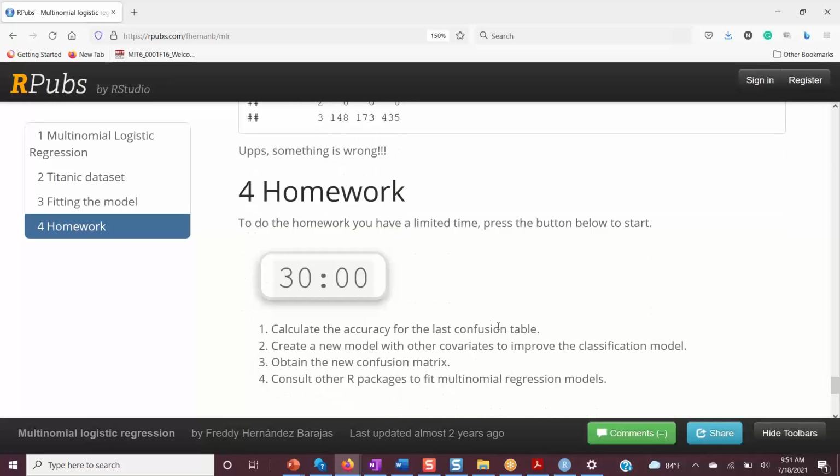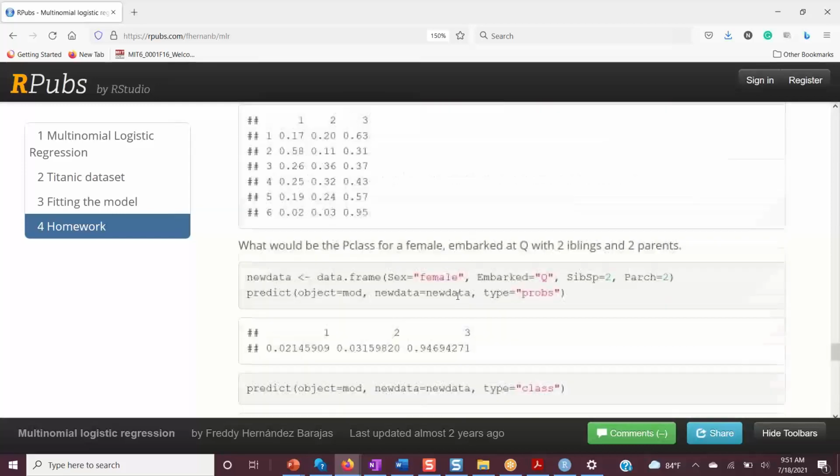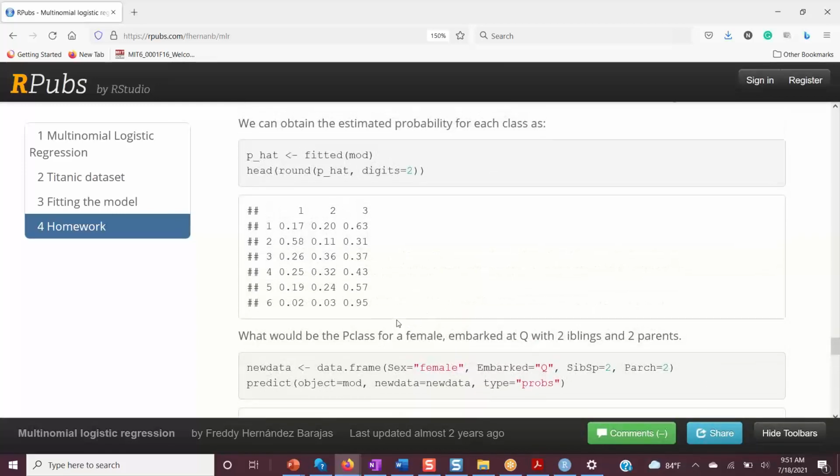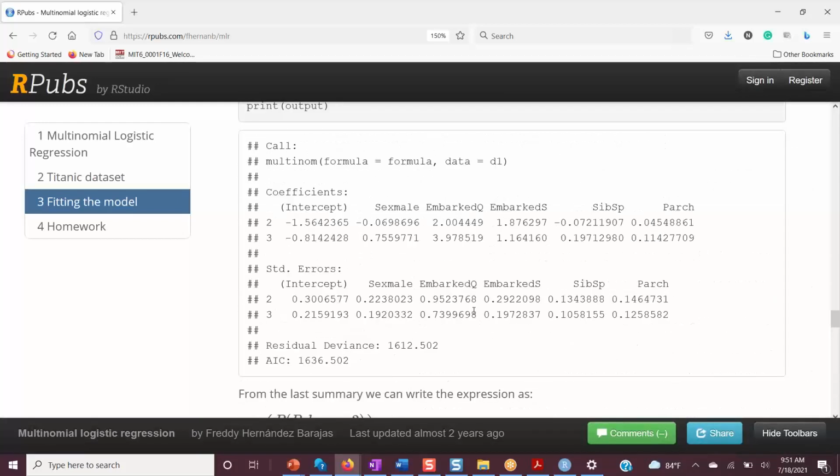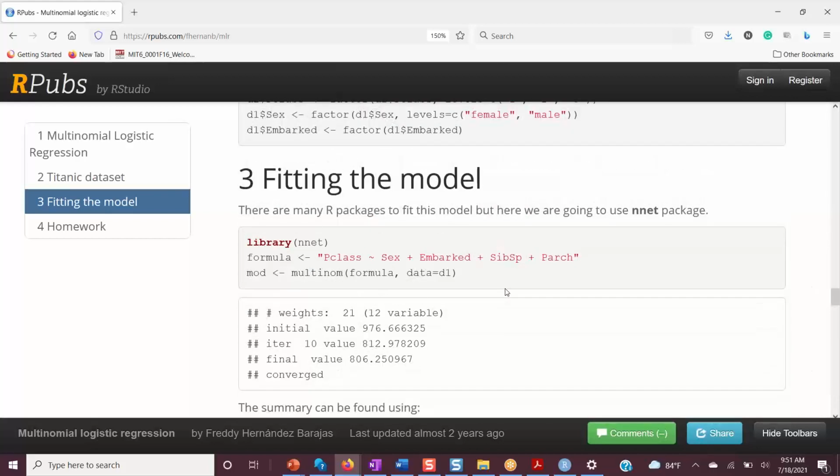To do the homework, you have a little time. Calculate the accuracy for the last confusion table. Create a new model with other covariates to improve the model. So the covariates used here are only gender, embarkation, sibling, and parch. Parch, not parchment. The parent-child variable.